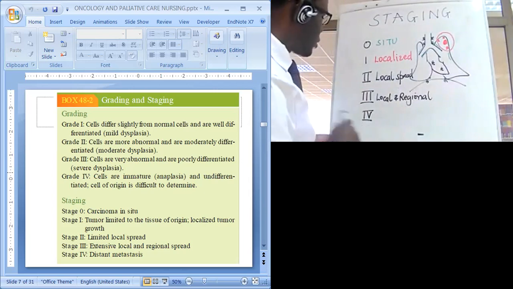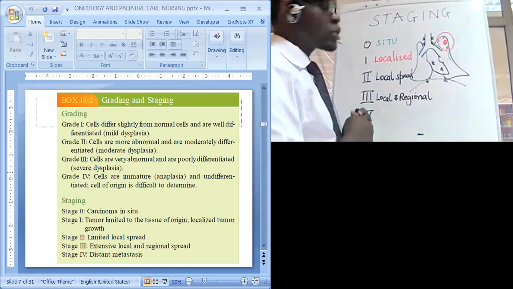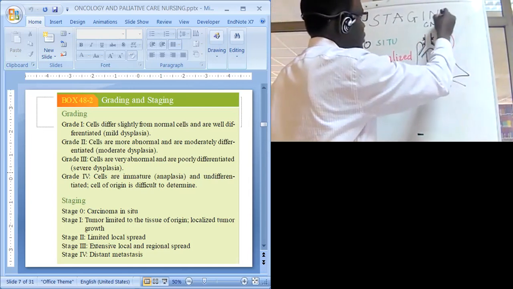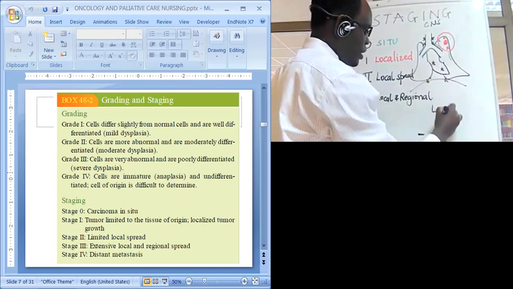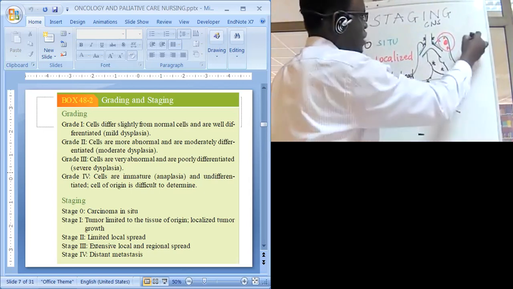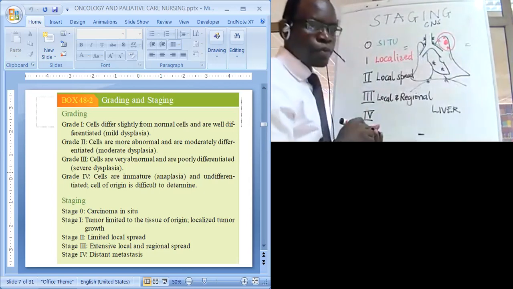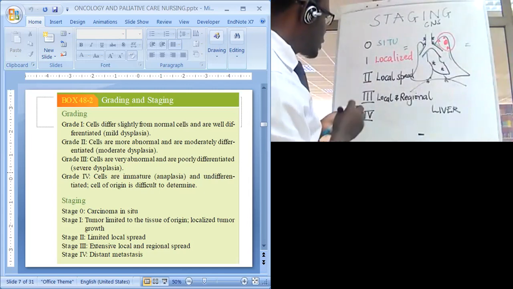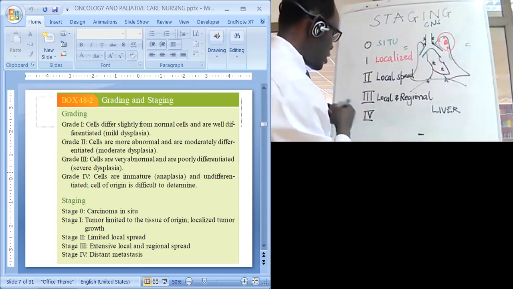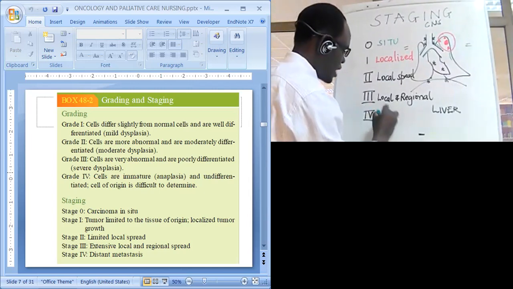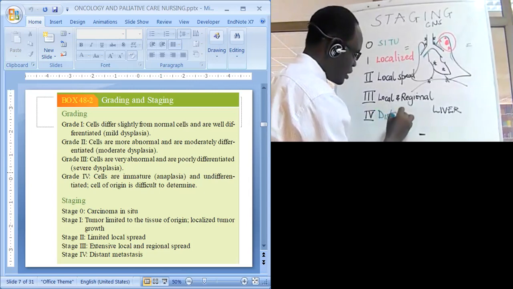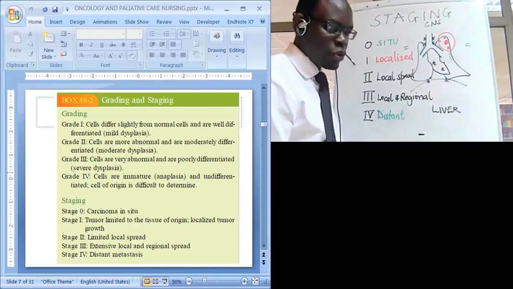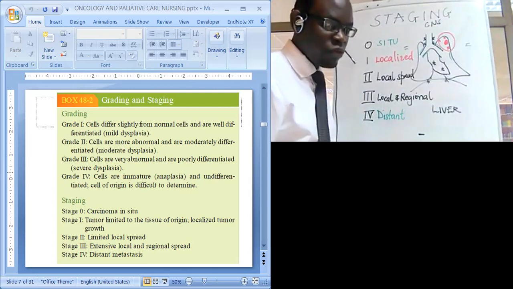And then with stage 4, it has gone to distant metastases, like maybe the central nervous system here, maybe the liver down here, and other structures. So it is said to be in stage 4 when it has had what we call distant metastases. That is basically what we call staging of a cancer.